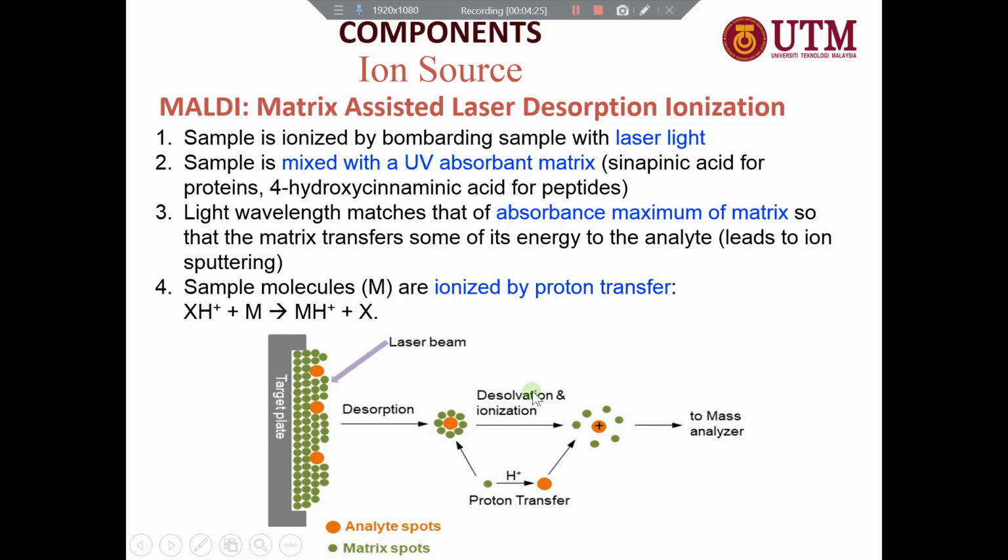In desolvation, we remove all the solvent using heated nitrogen gas. And the ionization process occurs by transferring the proton from the UV absorber matrix to the analyte of interest. So the proton transfer happens here. How do we move our ion charge to the mass analyzer and the detector? We use a magnetic field over here. We can observe it in the next slide.